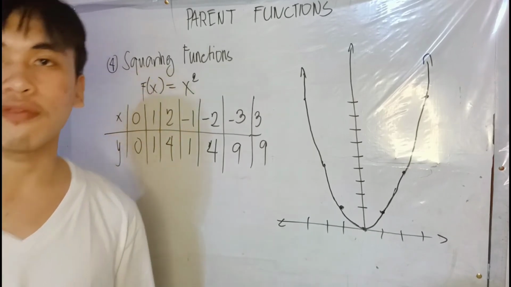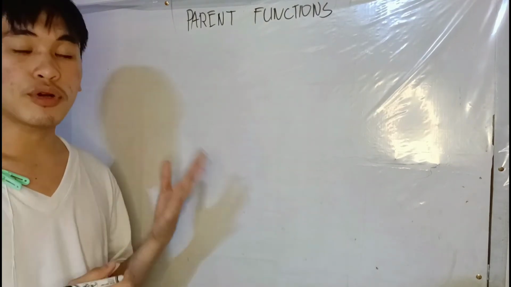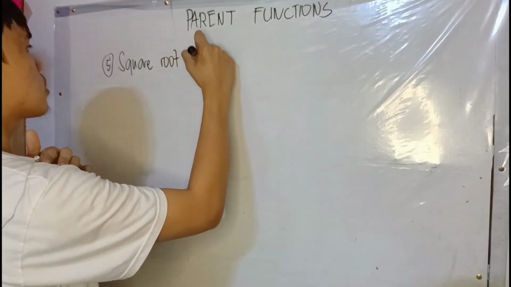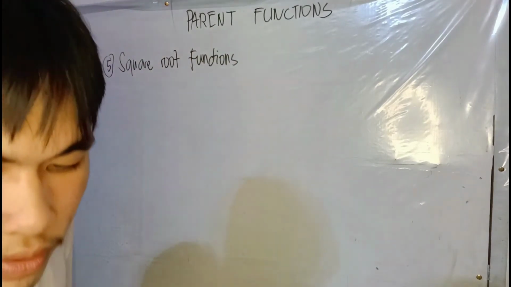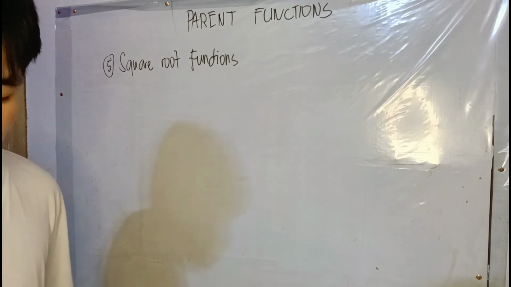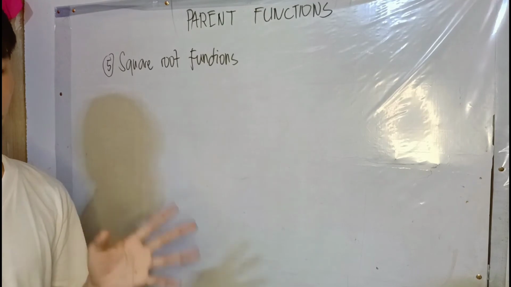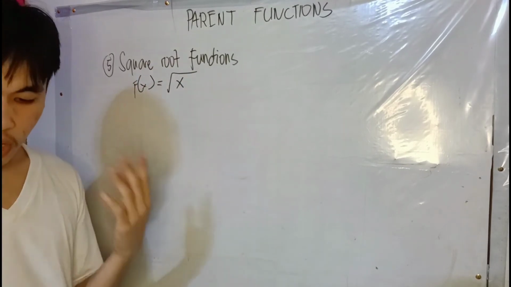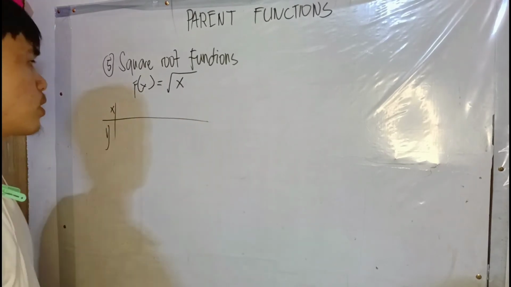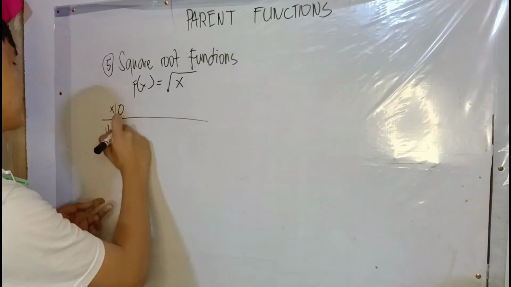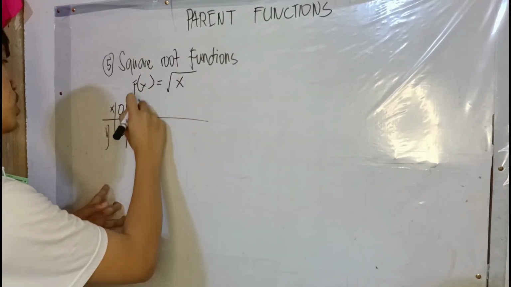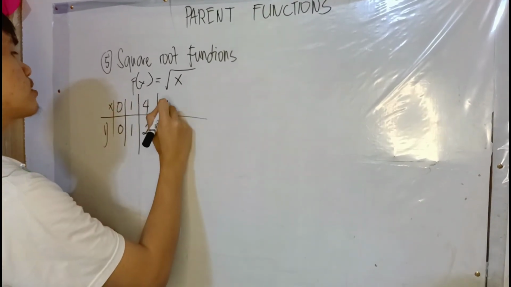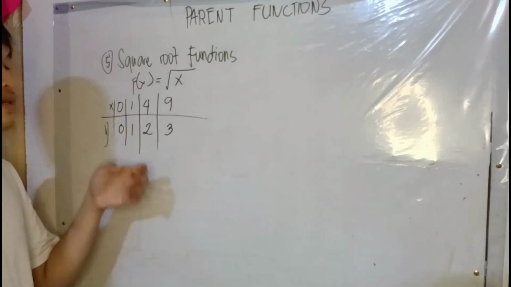Okay, so let's move forward to number 5, which is the square root function. It is different from the squaring function, where you square the numbers, like 2 times itself 2. Here we look for perfect square numbers. So f of x is equal to the square root of x. For example, the square root of 0 is 0, the square root of 1 is 1, the square root of 4 is 2, and the square root of 9 is 3. Okay, that is enough.